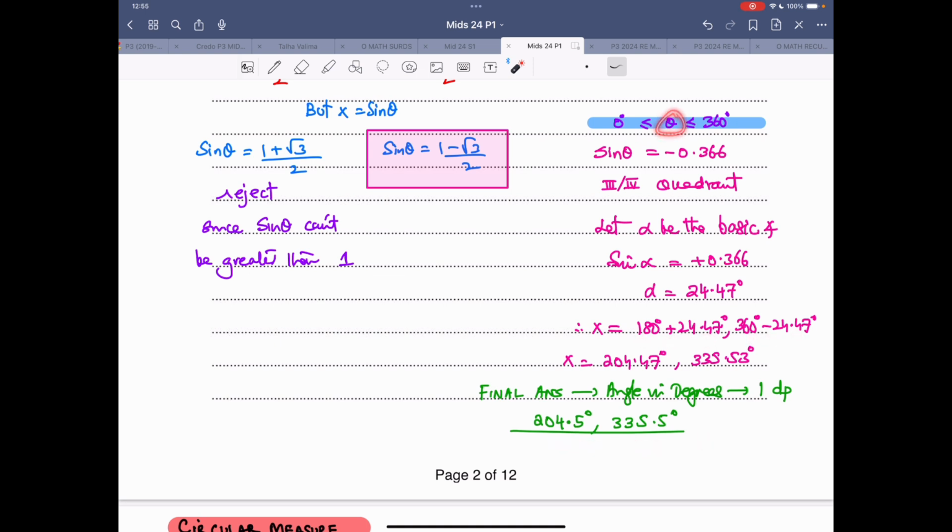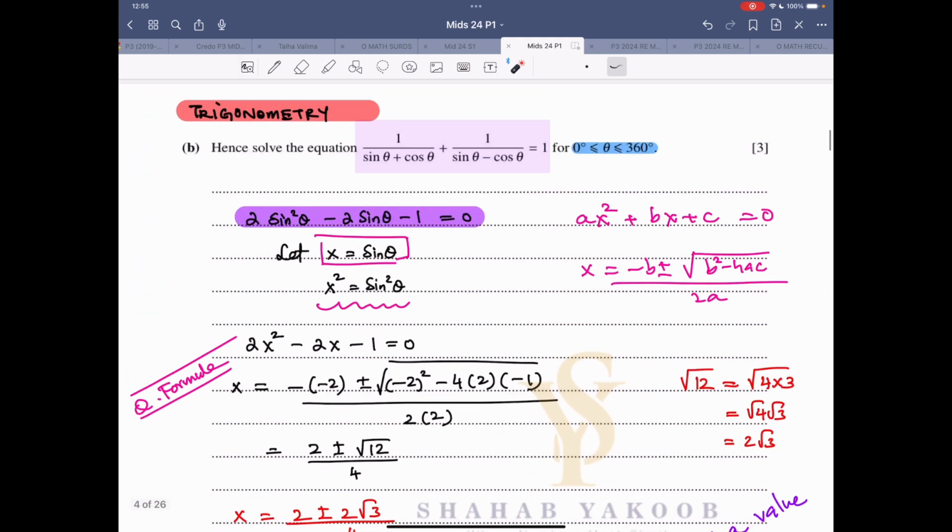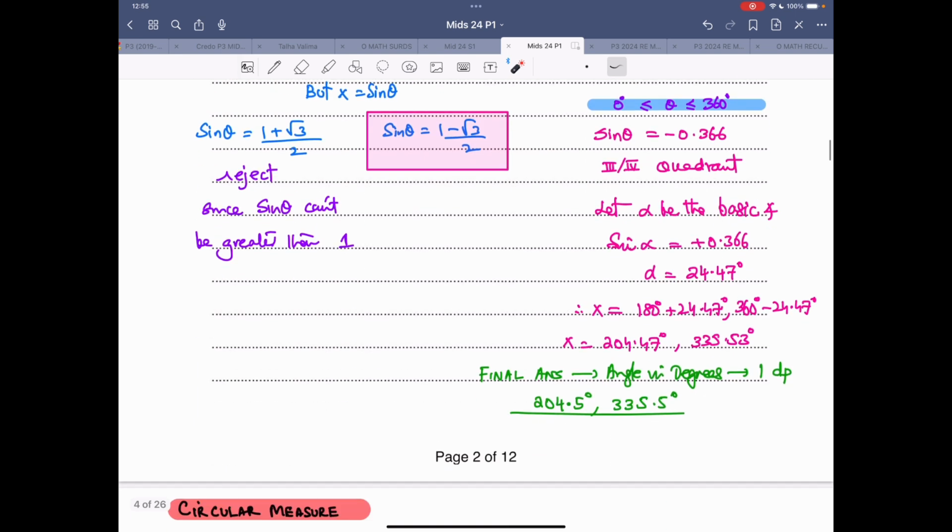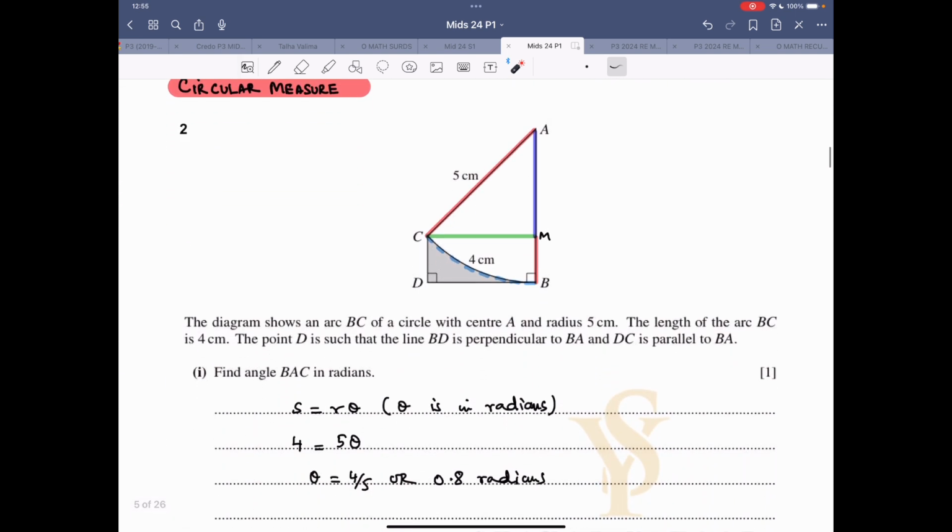And since theta is between 0 and 360, we are talking about a full revolution. There is no modification of range. So that's how the first question is done. Second question is about circular measure. It's about pure observation. Circular measure, I would give full points to observation.